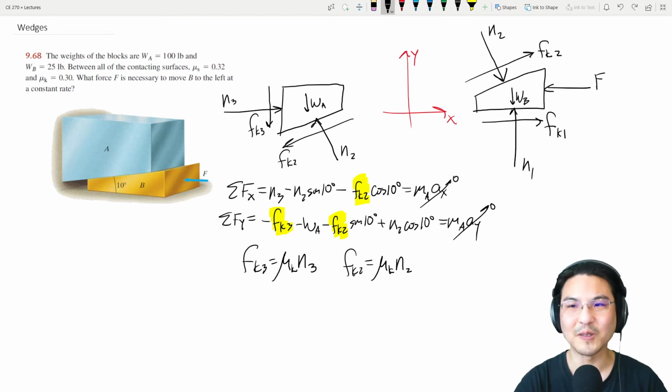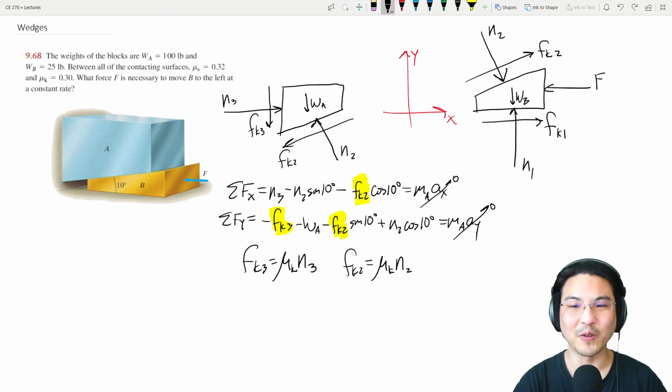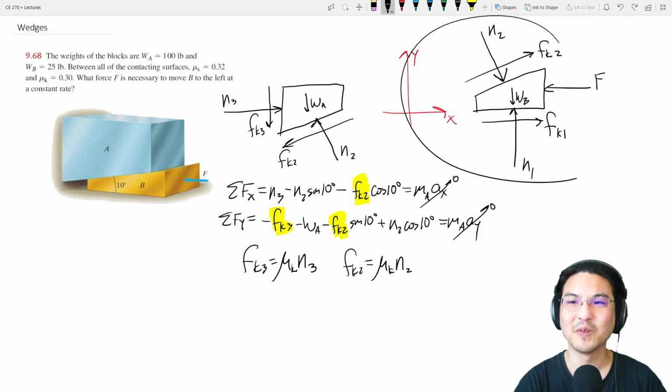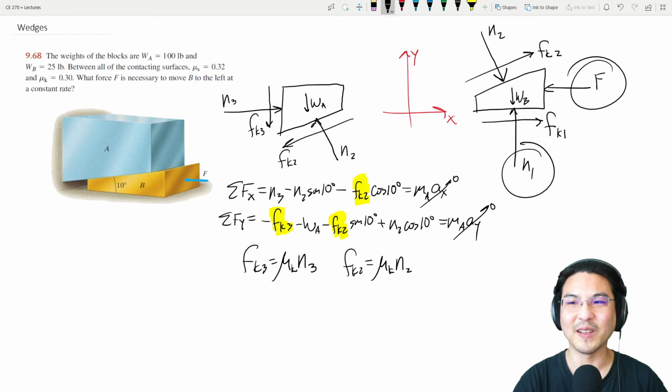You can solve those two, and then you write equations for this, and then you would have unknowns N1, N2, and F. So then 4 equations, 4 unknowns. You would already have solved N2 here, which means you'll know N2 over here, and then you just have N1 and F to solve.